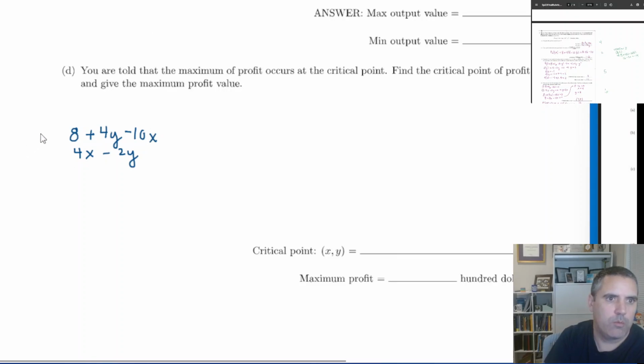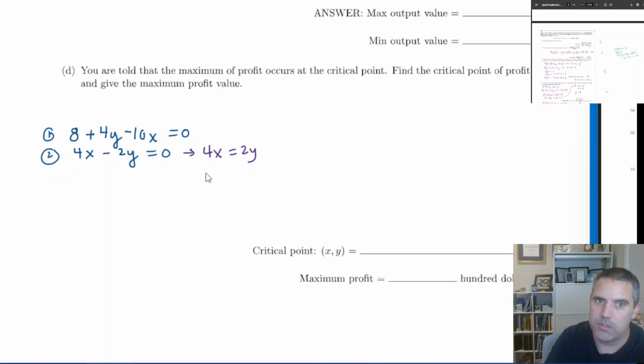So we want to know first when this is 0, and second when this is 0. Pick whichever one looks easier to simplify. To me, the second one looks easier to simplify, and solve for one of the variables. Okay, I'm going to do y equals 2x. I divided both sides by 2. And now we substitute. So now we're going to take equation 2, substitute it into equation 1, and that should lead to a situation where we only have one variable.